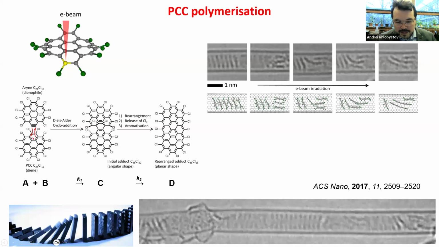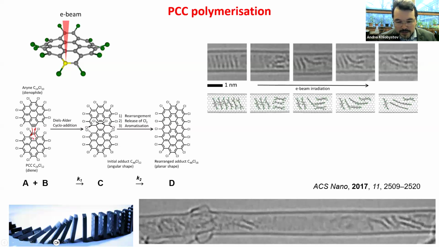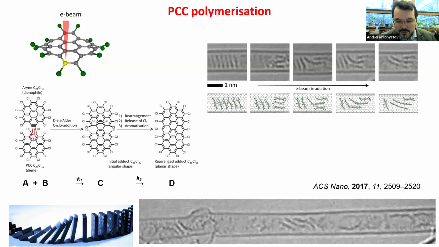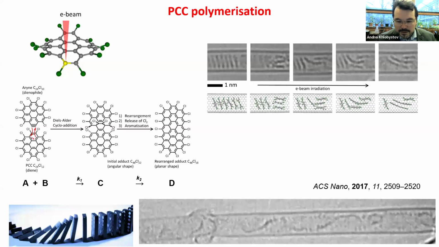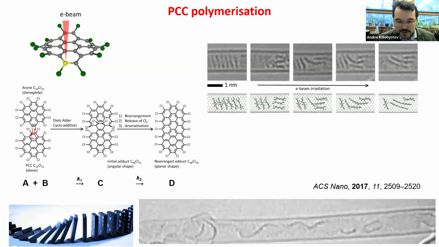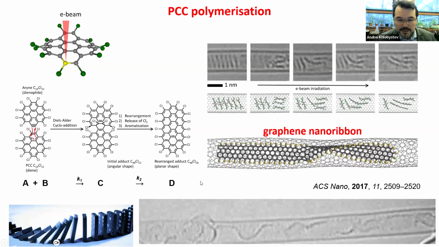So you can see that this stack of molecules transforming under electron beam, and we're forming something that looks like a ribbon at the end of this process. So in fact, what we formed here is a graphene nanoribbon terminated with a zigzag edge and decorated with the chlorine atoms around the edge.